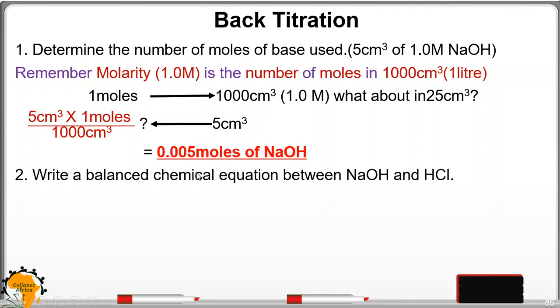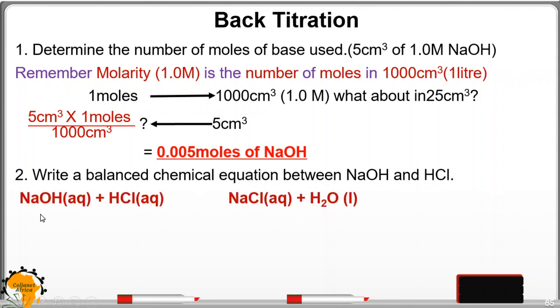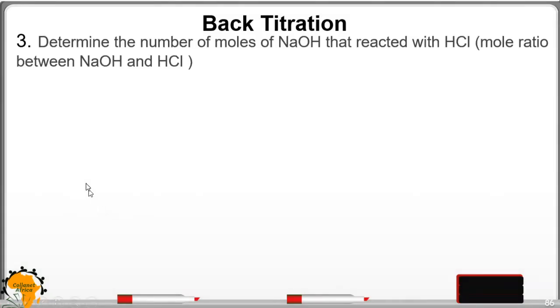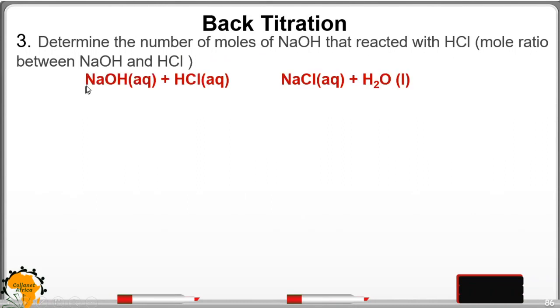2. Write a balanced chemical equation between sodium hydroxide and HCl. So the balanced equation is there, very simple, because it's a base and an acid, so the reaction ratio also is 1:1. So determine the number of moles of sodium hydroxide reacted with HCl. So from the balanced equation, the mole ratio is 1:1.